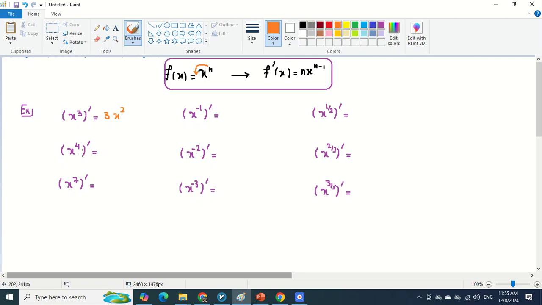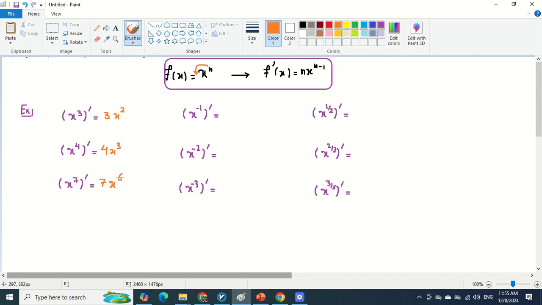For the next case, when we have x to the power of 4, the derivative of x to the power of 4 will be 4 times x to the power of 3, or x cubed. So as you can see, we subtract 1 from the exponent again and we have x cubed. For x to the power of 7, we have 7 as a number which is coming out, then x to the power of 7 changes to x to the power of 6.